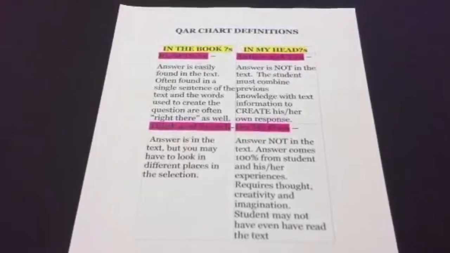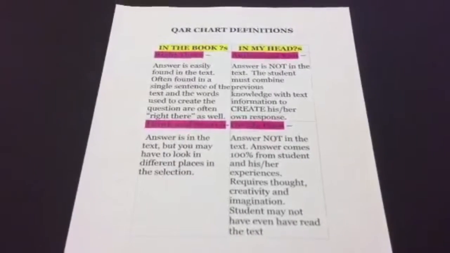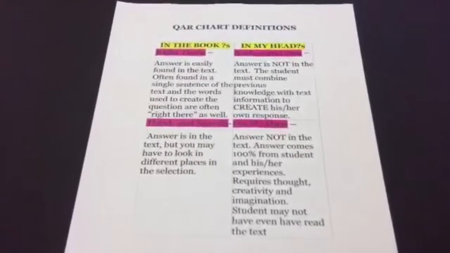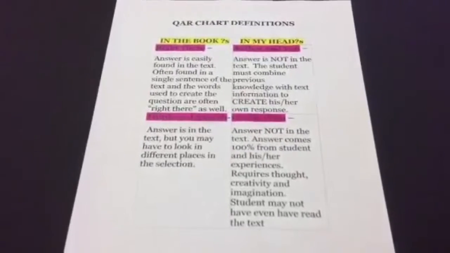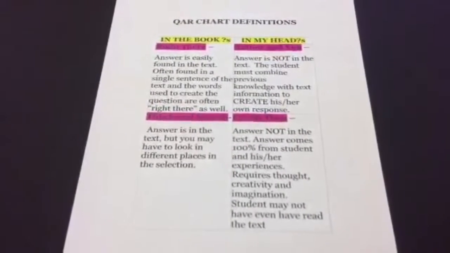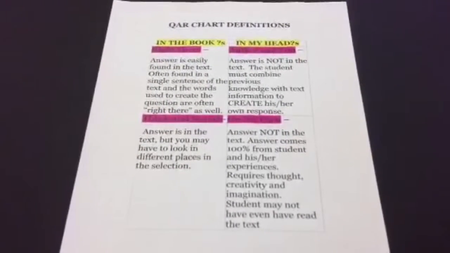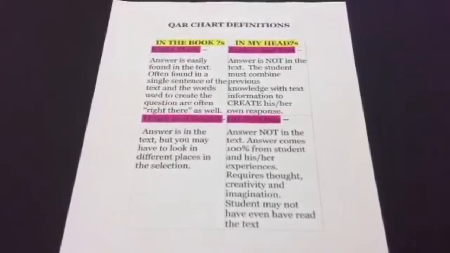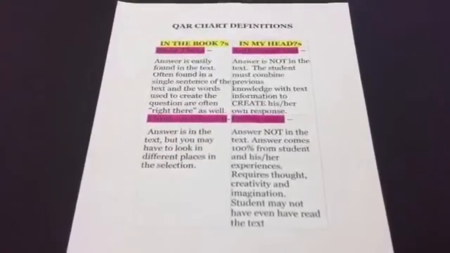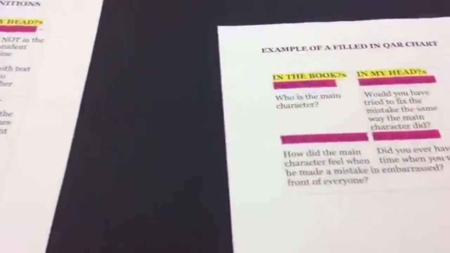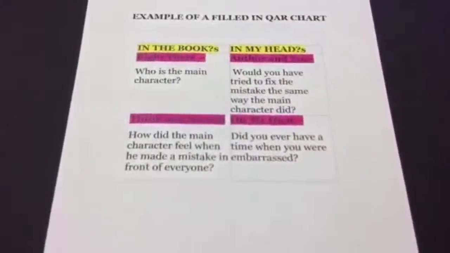Then explain, while using your chart, that in the book questions are further divided into two subcategories of right there and think and search. In my head questions are also further divided into two subcategories of author and you and on my own. Give examples to your students of each type of category while you fill in the chart.